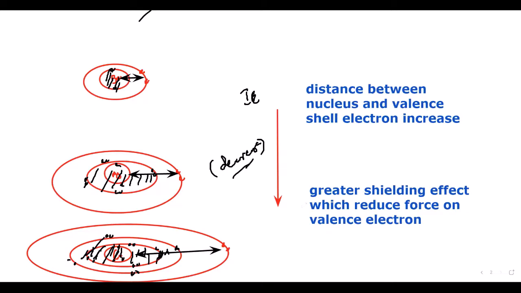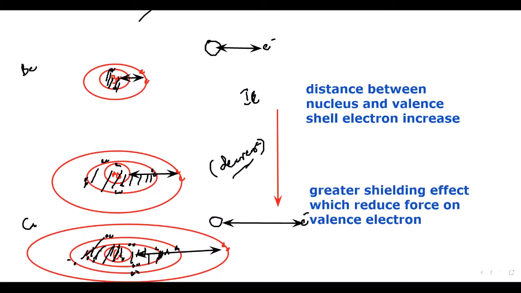Look, two things are there. One is the distance between the nucleus and the valence shell electron. As we go down the group, this distance is increasing. So it will be much easier to remove an electron from elements at the bottom of the group as compared to elements at the top of the group. So it will be easy to remove an electron from calcium as compared to beryllium. So one reason is the distance between the nucleus and the valence shell.